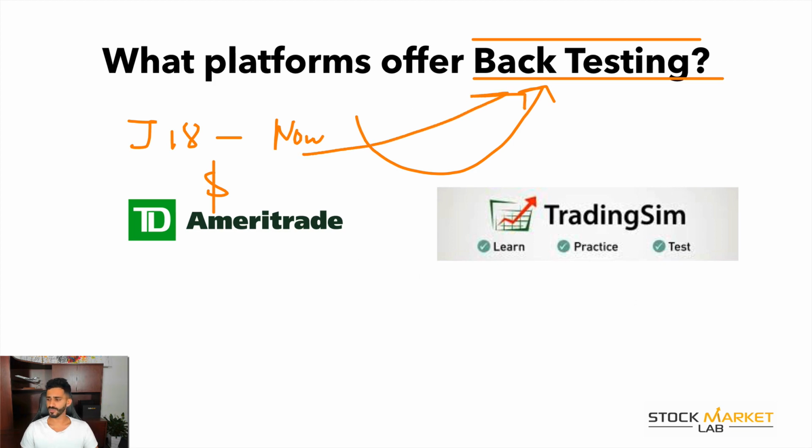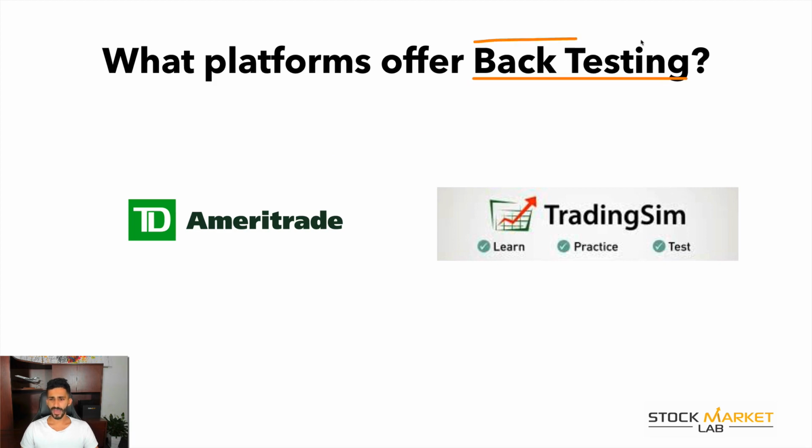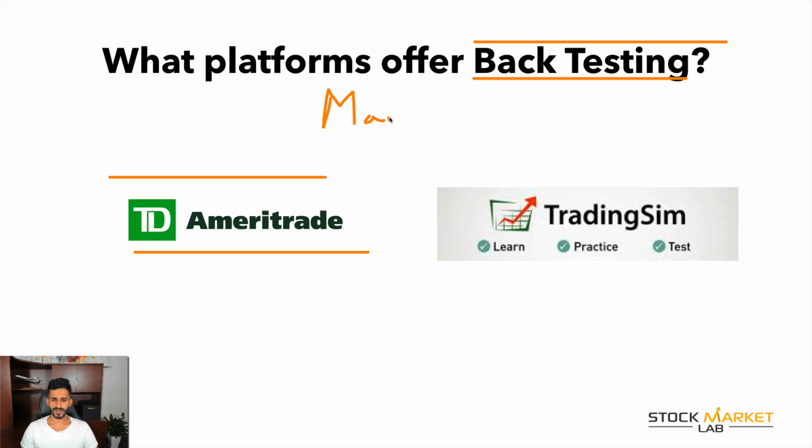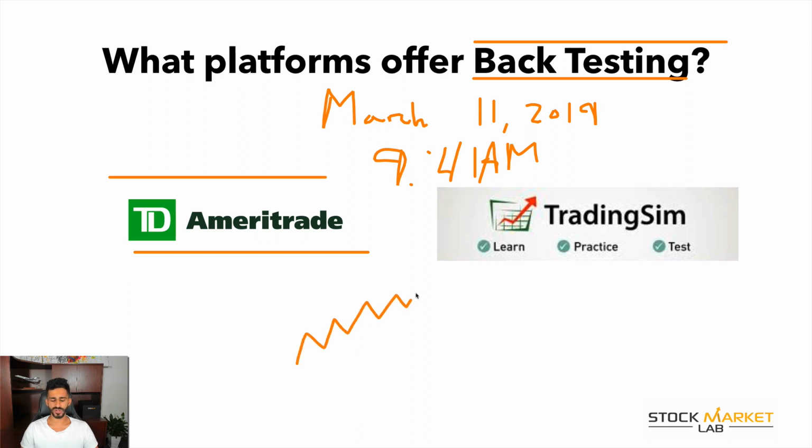But now these two platforms have something in backtesting which is very beneficial, especially TD Ameritrade. This is where you can go back in time and trade that same stock with the same exact price movement. So for example, let's say I go to March 11, 2019, 9:41 a.m., right? It'll show me exactly what happened on March 11, 2019, 9:41 a.m. and everything afterwards, where the stock went, what happened, and I can actually trade the stock at that moment. That's the idea of backtesting.